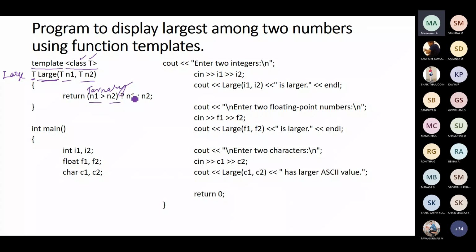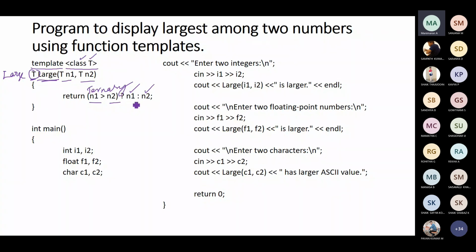If this condition is true, then n1 will be returned. If the condition failed, then n2 will be returned. This is the ternary operator in C++. So now here we are using T, right? If you are passing an integer value, then T will be assigned with the integer by the compiler.